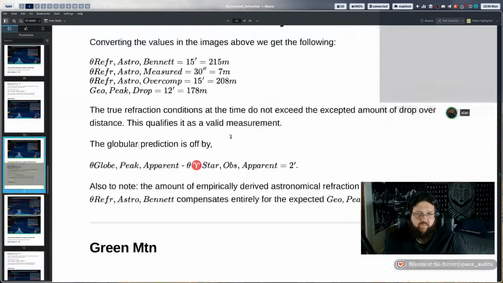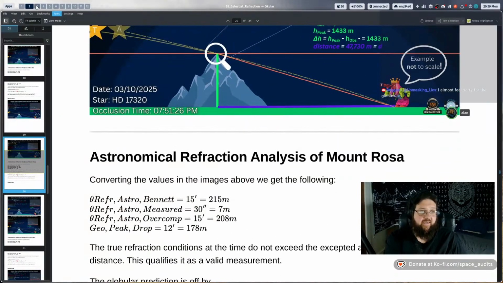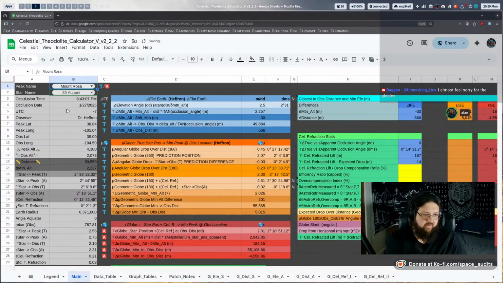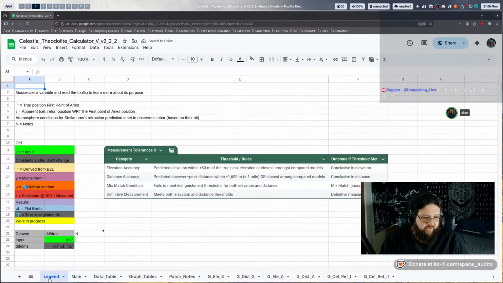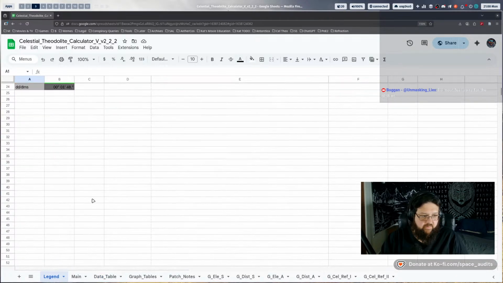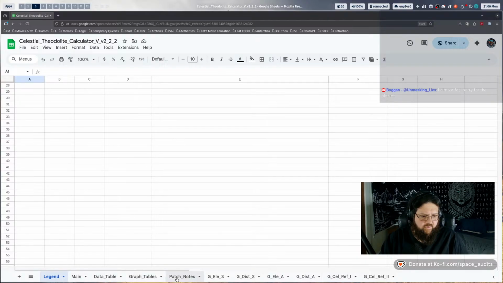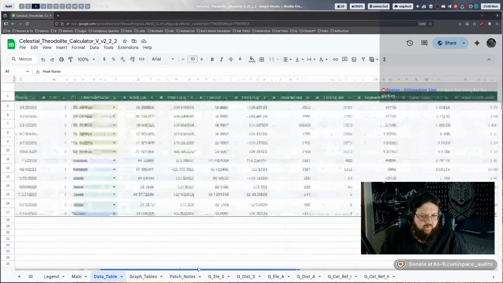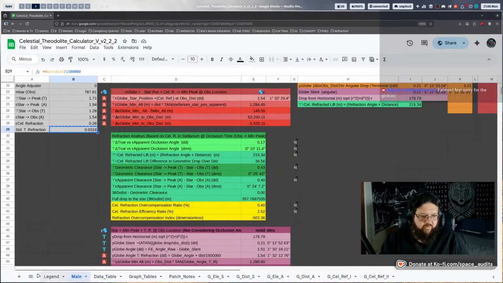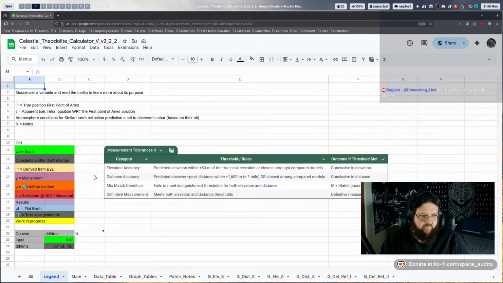Moving on to, and then so real quick here, what's significant about this is that at Mount Rosa, we'll pull out Mount Rosa, the standard refraction at the time was, standard refraction at the time was, where did I move my thingy? Oh, shoot. Oh, there it is.